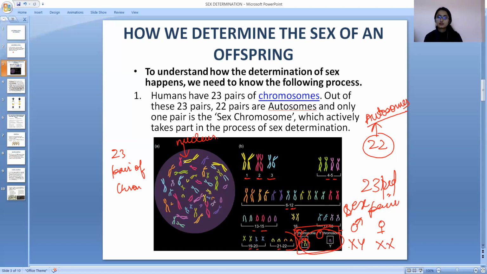Right, so the first thing we get to know from this slide is that the chromosomes present in the human body are 23 pairs, and this number is different in different types of organisms, right? किसी में 22 होता है, किसी में 23 होता है, so on and so forth. Humans में 23 pairs of chromosomes होते हैं. Out of these 23 pairs, 22 pairs are autosomes, and only one pair is the sex chromosome, which actively takes part in the process of sex determination.